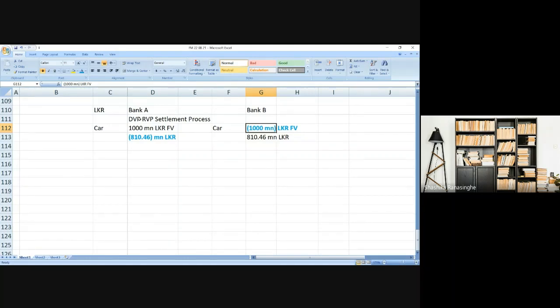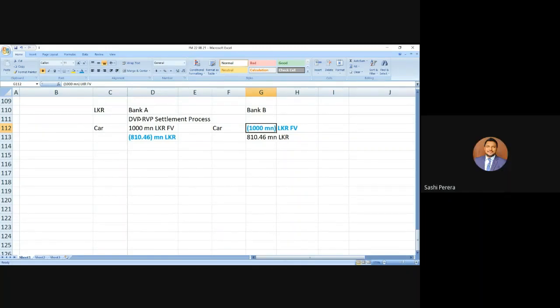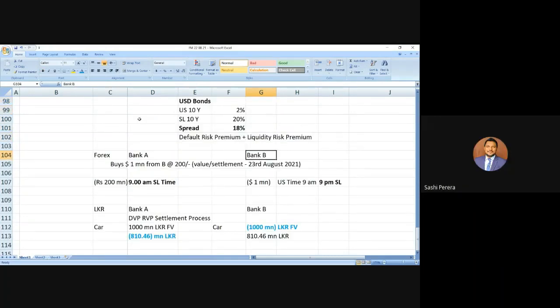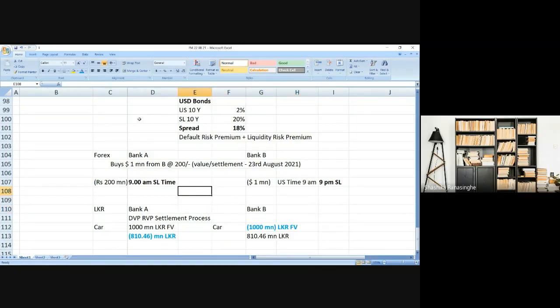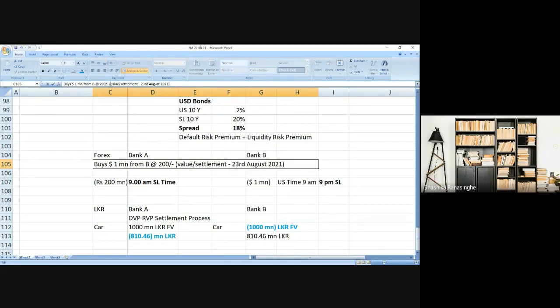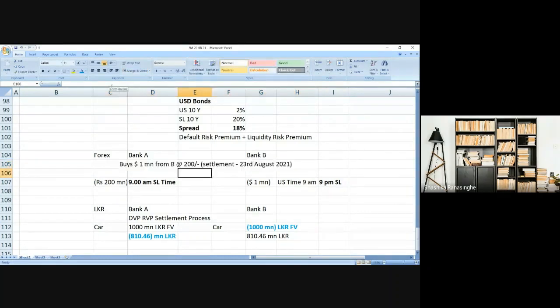Hello? Yes, in the foreign currency transaction that you explained earlier, is that because it is a value settlement? What does that mean? This is value date. Value date means the settlement date. It's also settlement.